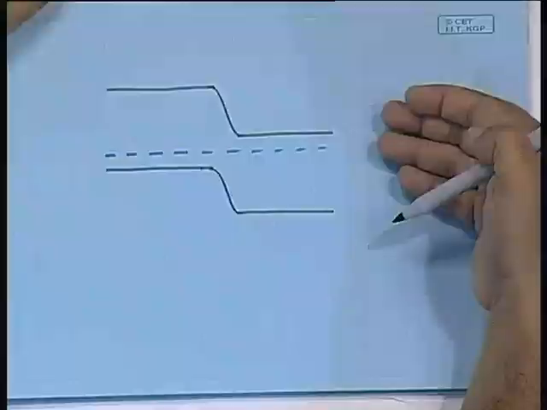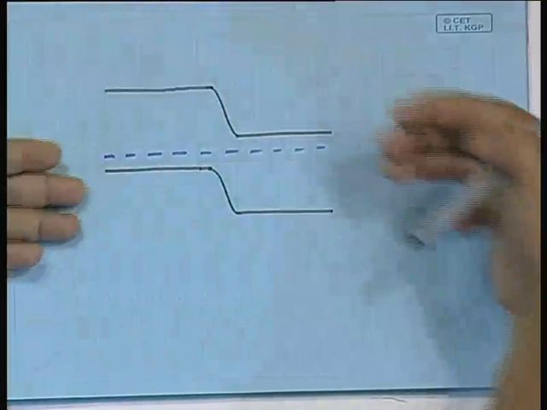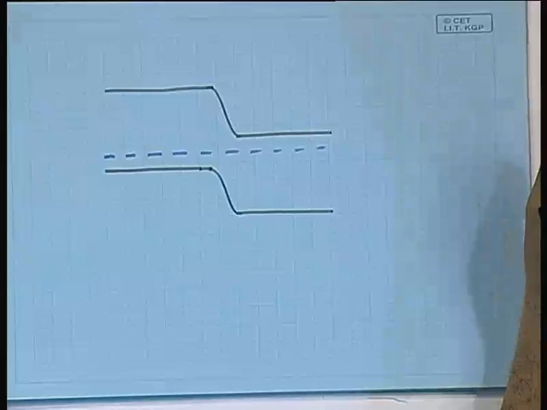Because of the band bending, the electrons find it difficult to go up the hill, holes find it difficult to go down the hill, and therefore, electrons flow this way and the holes flow this way is effectively blocked, and therefore, it acts as a diode, right. So, that is the basic theory that you have already learned.